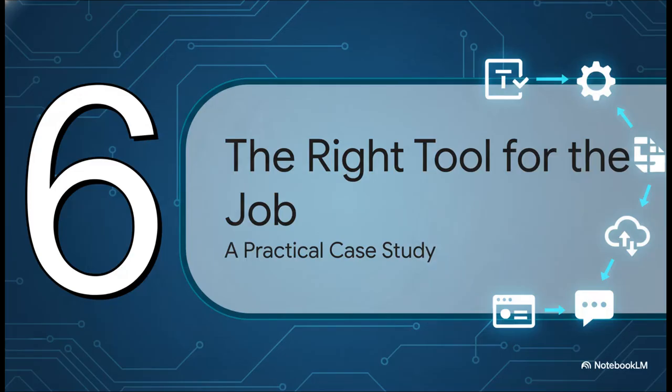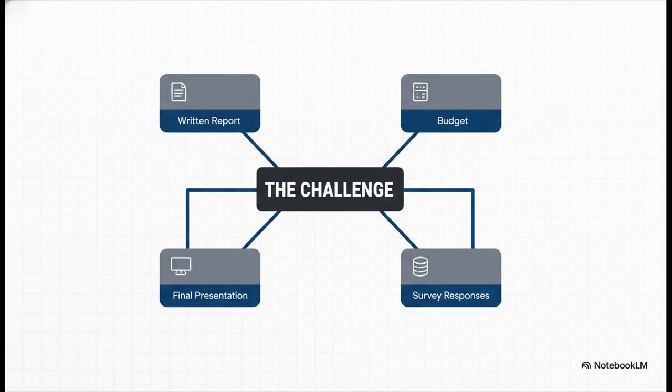All right, we have gone through the whole digital toolkit. Now let's see how this all works in the real world. We're going to put this knowledge to the test with a case study and see how a team makes these choices when the pressure's on. So here's our scenario, pulled right from the source material. We've got a student team, and they have 4 different things they need to deliver: a written report, a detailed budget, a final presentation, and a whole bunch of survey responses.